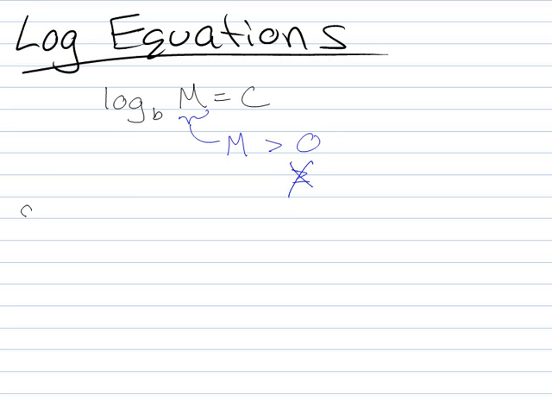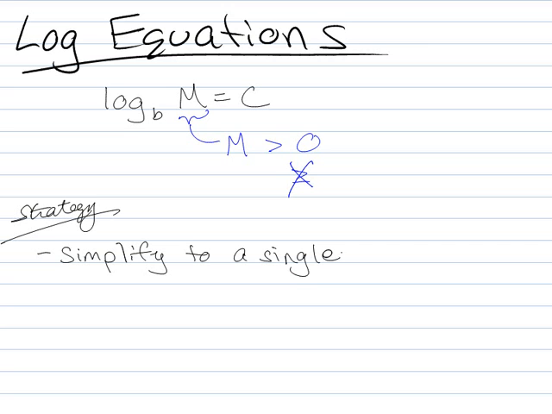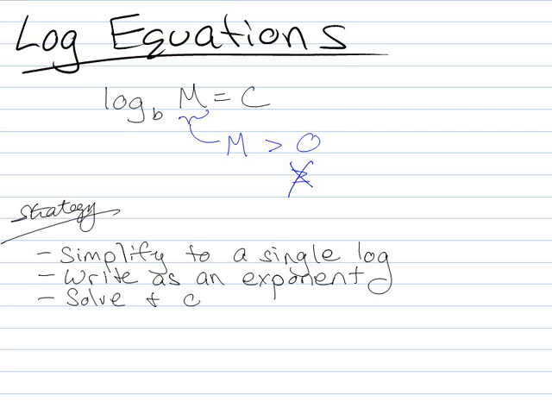So essentially, our strategy for solving these problems is that we are usually going to simplify one side to a single log, using our compressing product rule, quotient rule, power rule thing that we did last time. Simplify to a single log, then we'll usually write it as an exponent. And then once you've got it in the form of an exponent, you can go ahead and solve for x, but you have to check it.